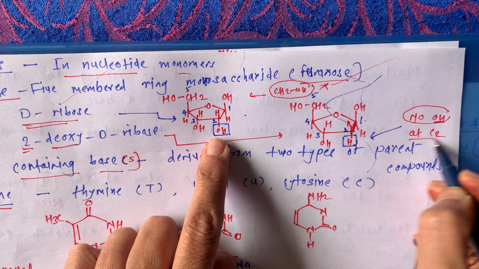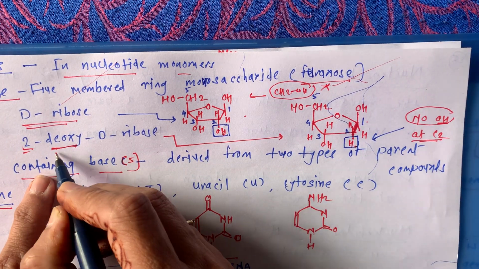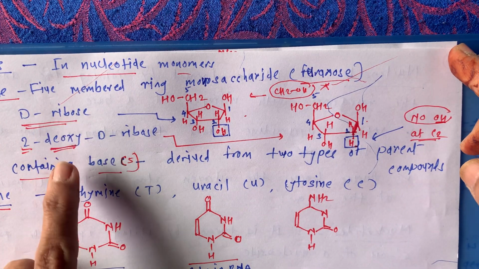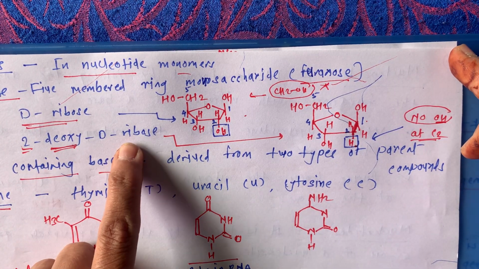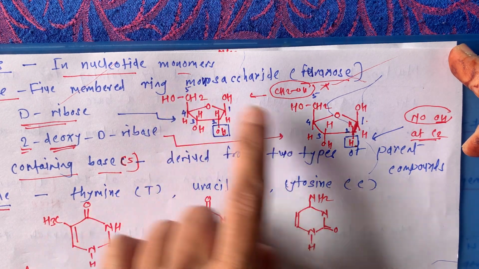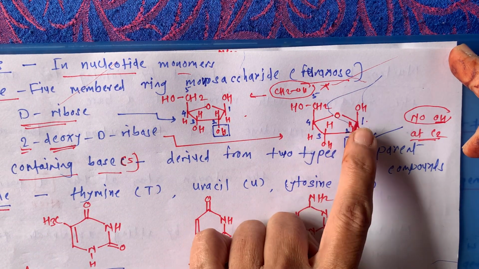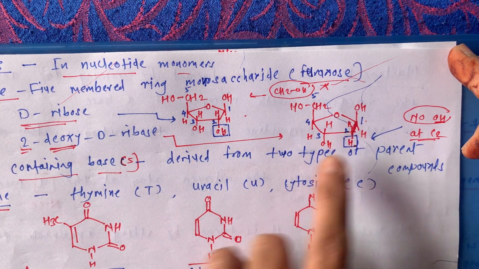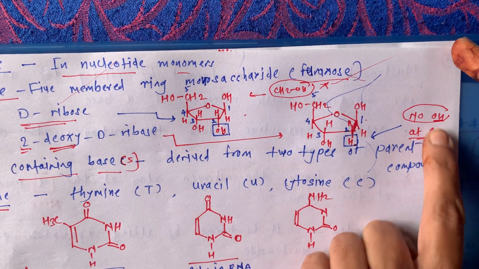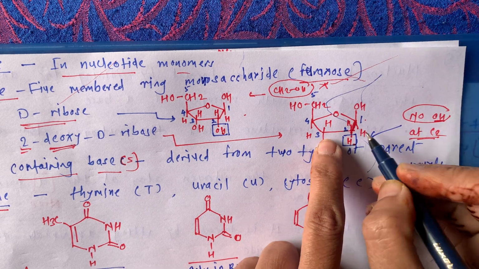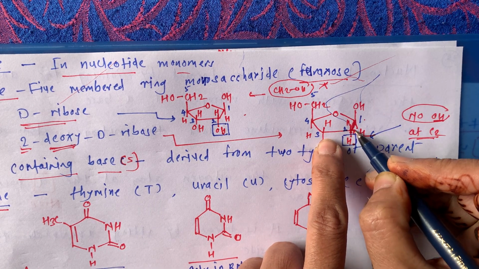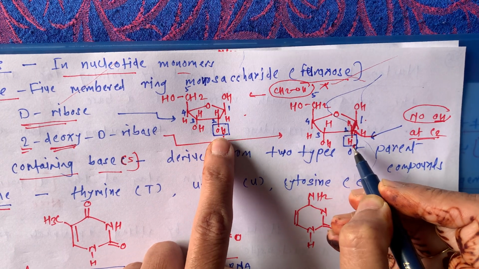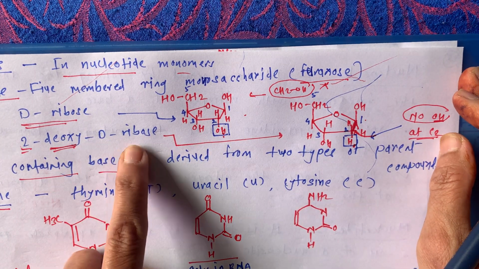No OH at C2. That's why this is known as deoxy. Please try to understand what is D-ribose and what is 2-deoxyribose. Ribose is this structure. This is again the same ribose, only at the second carbon there is no OH. See here, this is the second carbon, there is no OH, there is H. Here it is OH, here it is H only, no OH. That's why this is deoxy.